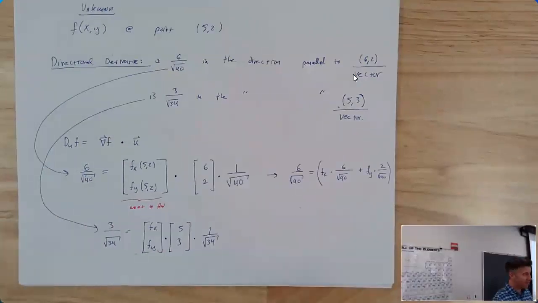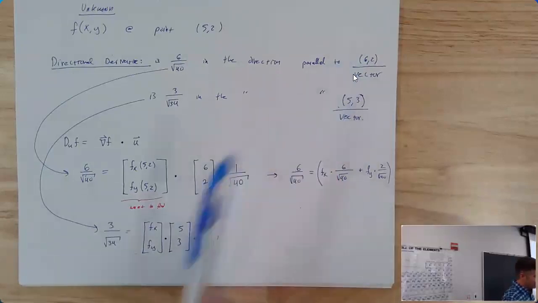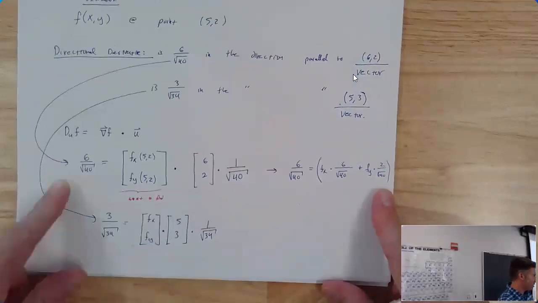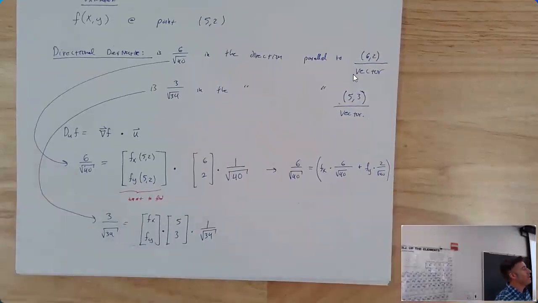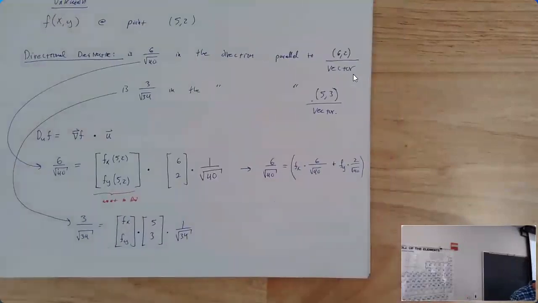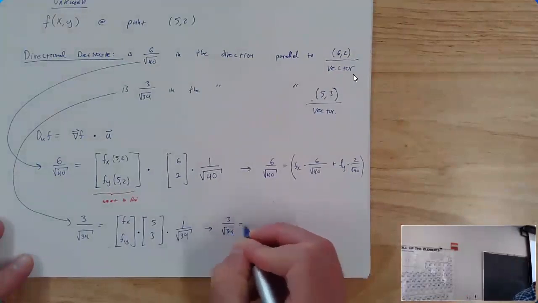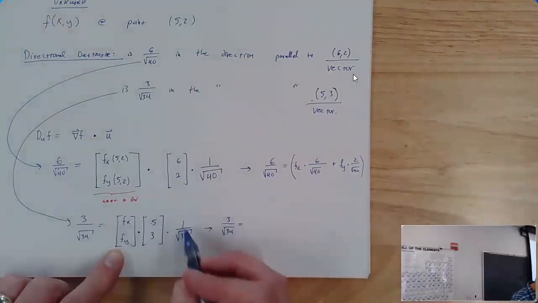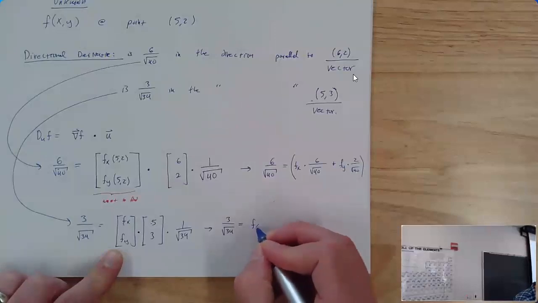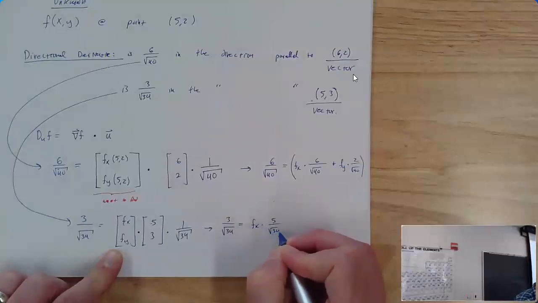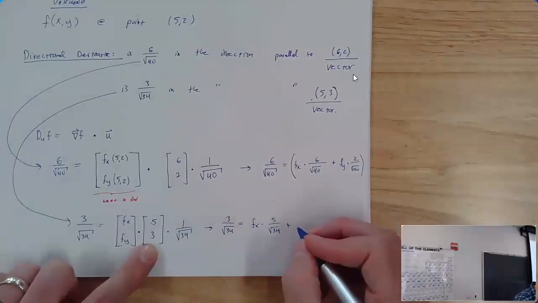So, by the way, this is what makes me think they might be vectors instead of points, because the magnitudes happen to exactly match up with the things you already have as your denominators over here. So that to me was the indicator that they might be vectors, not points, even though they're written as points. I don't actually know. So we'll do it the other way just to clarify. So here we're going to get 3 over the square root of 34 is equal to fx times 5 over root 34, plus fy times 3 over root 34.